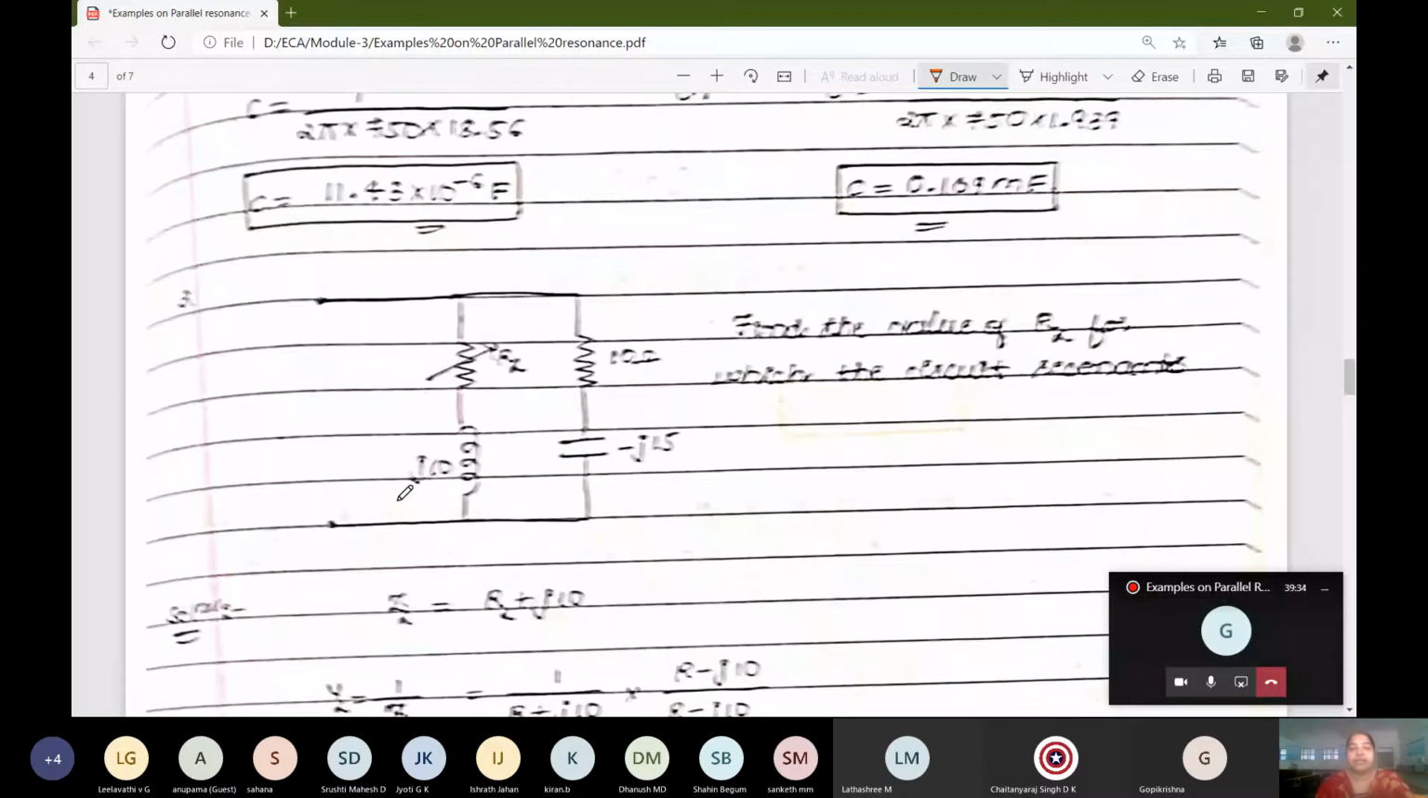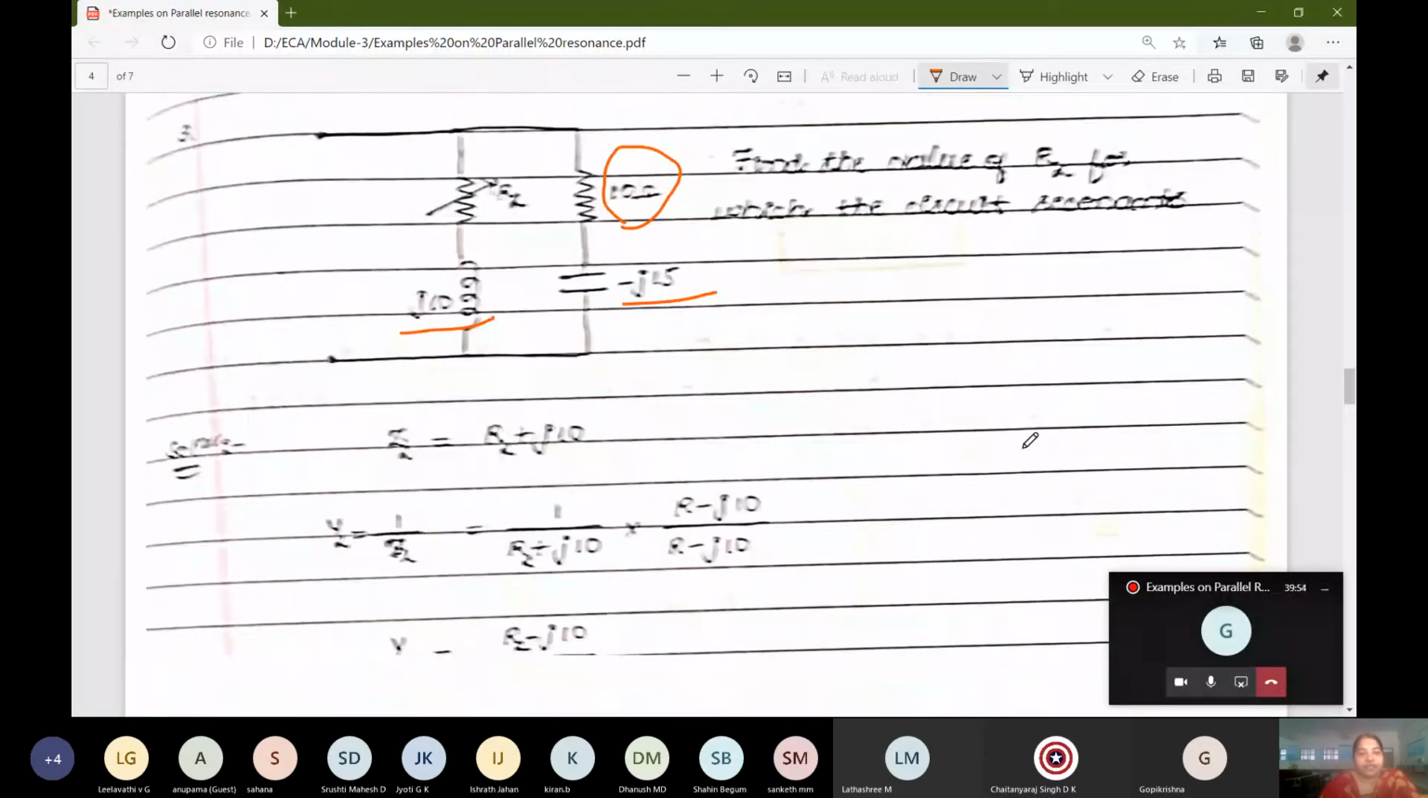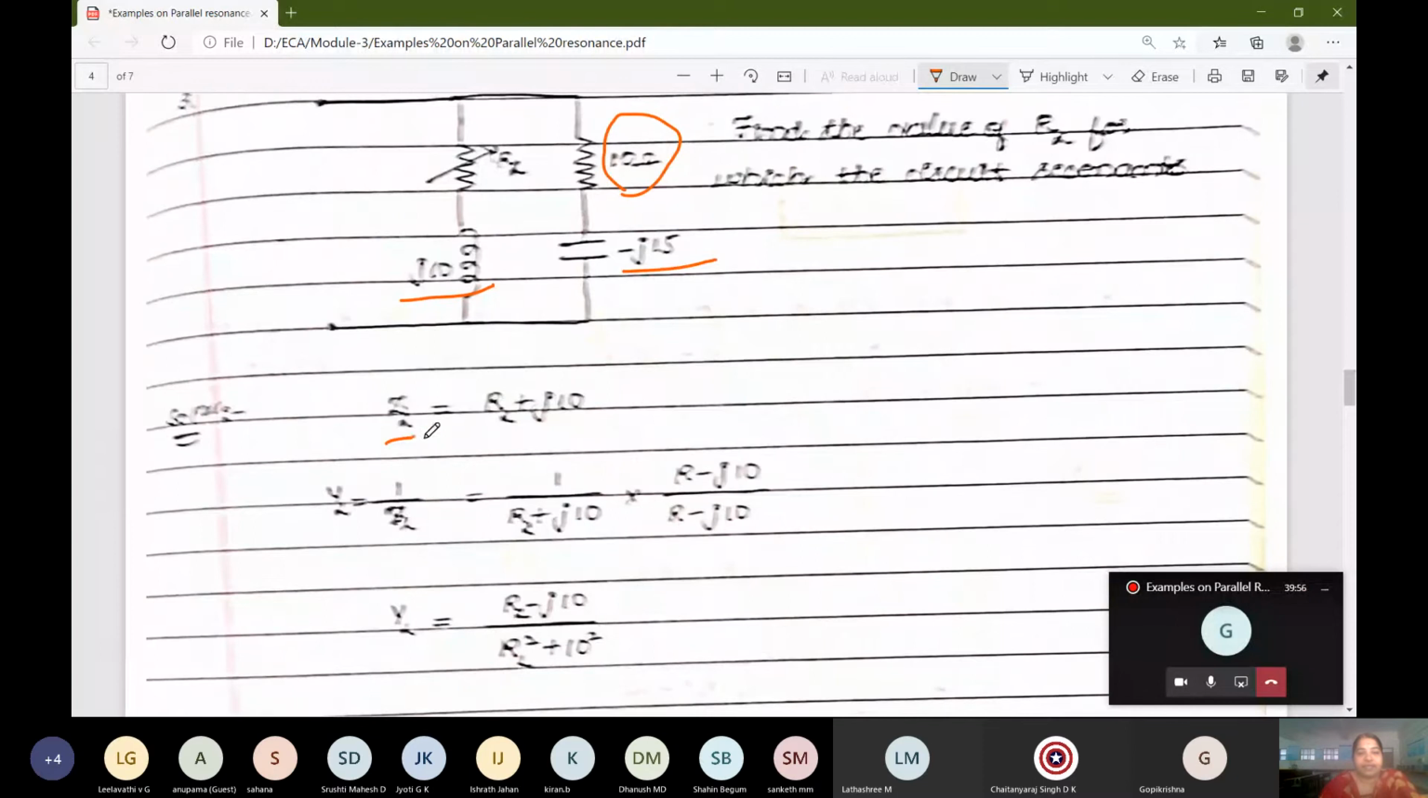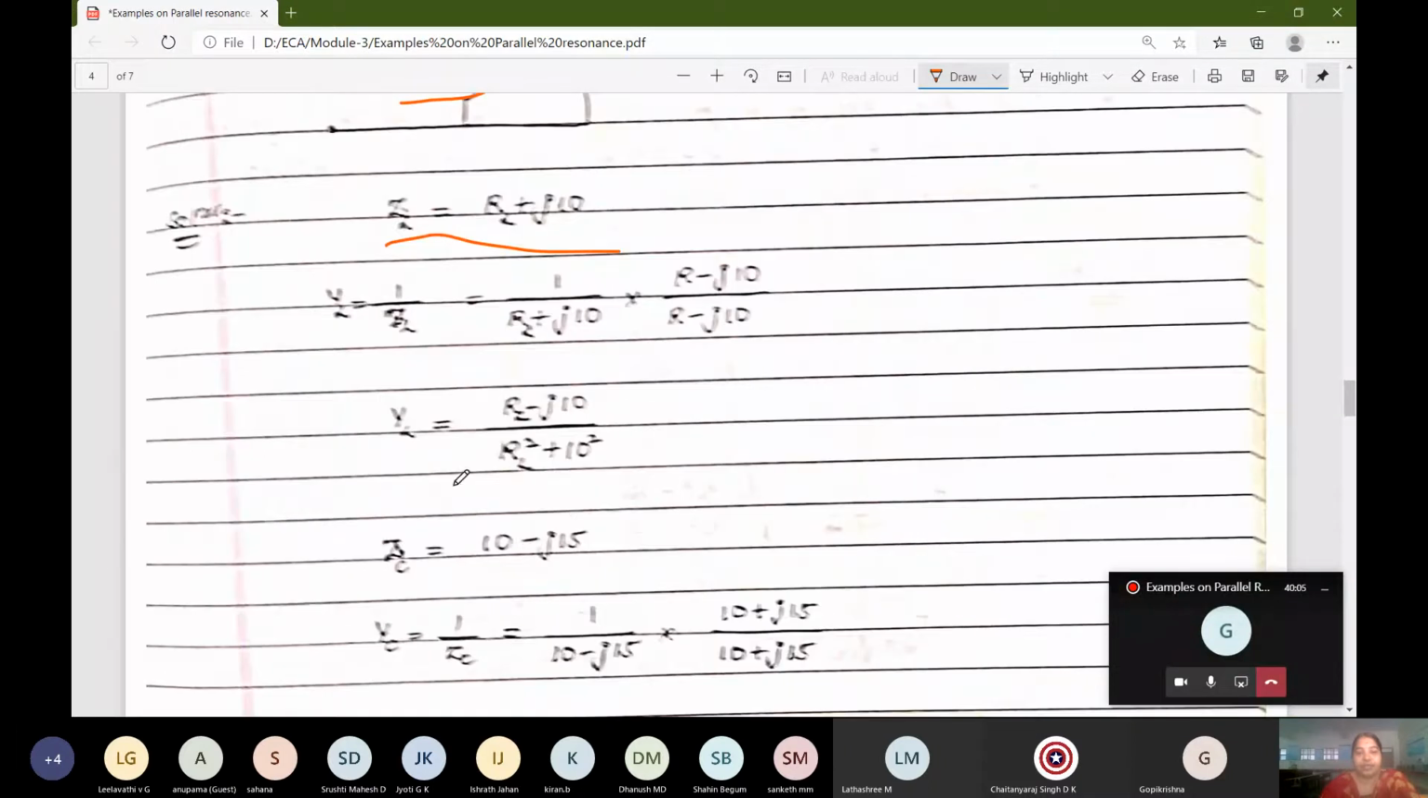Next, we will see here. They have given inductance and capacitance both, and they have given the resistance of the capacitor also, 10 ohm. Here we have to find RL, that is the inductive coil's resistance. So find the value of RL for which the circuit resonates. Go with similar steps. First write ZL, it is RL plus J10. So what is YL? It is 1 divided by RL plus J10. Just rationalize it, and you will get one equation.